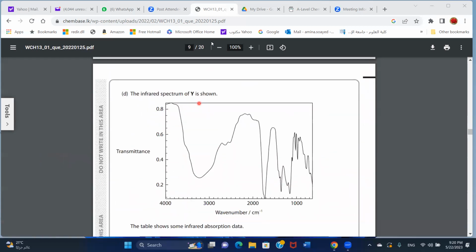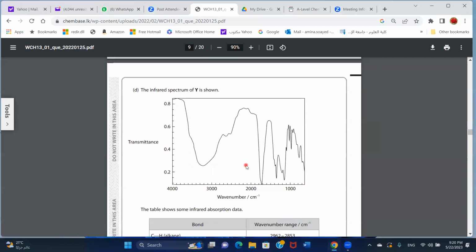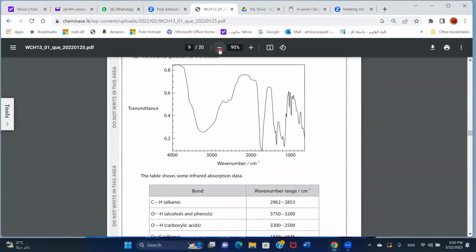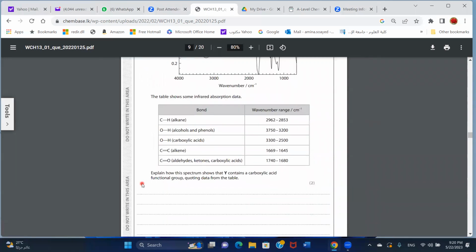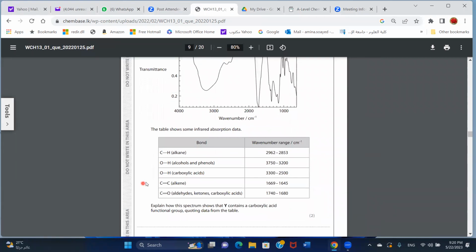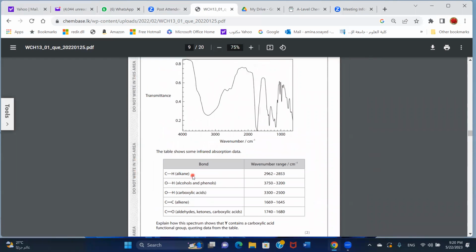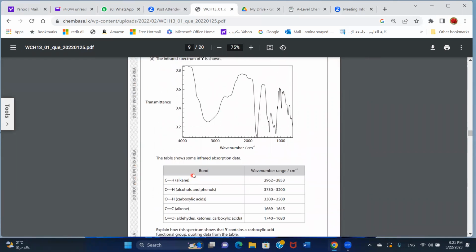Abdurrahman, the infrared spectrum of Y is shown. The table shows some infrared absorption data. Okay, we'll return back, but we will see the question. Explain how this spectrum shows that Y contains a carboxylic acid functional group, quoting data from the table. It has a wide peak from 3,300 to 2,500. Yes, excellent.